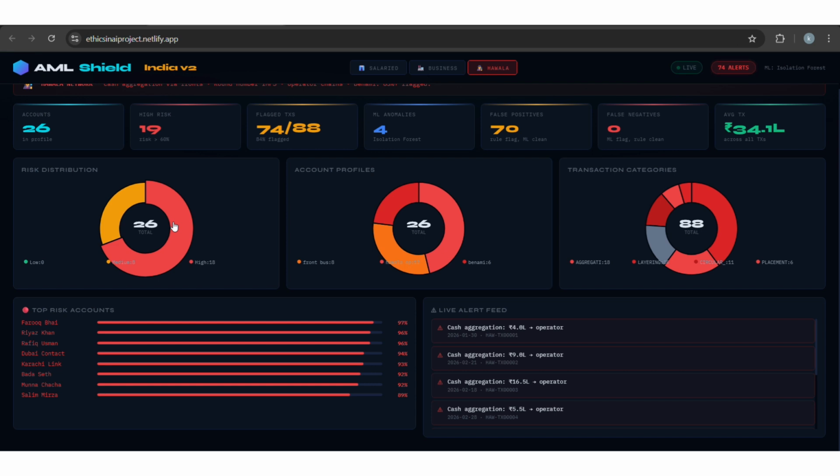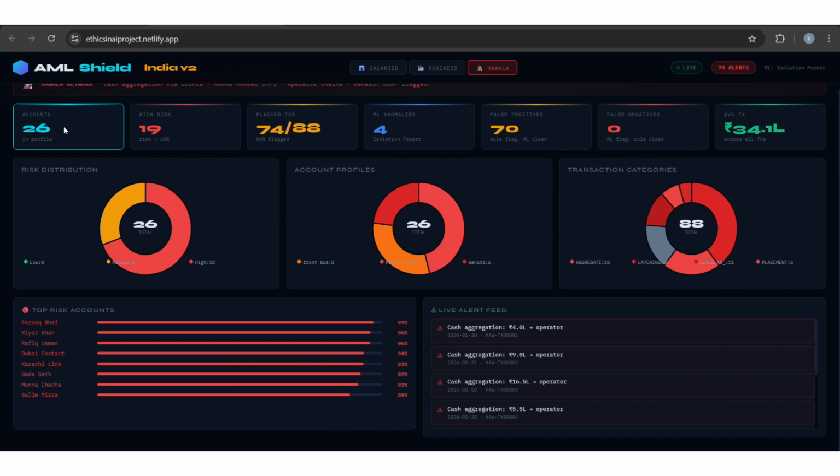This profile contains 88 front businesses, 12 Hawala operators, and 6 Benami accounts, 26 entities in total.